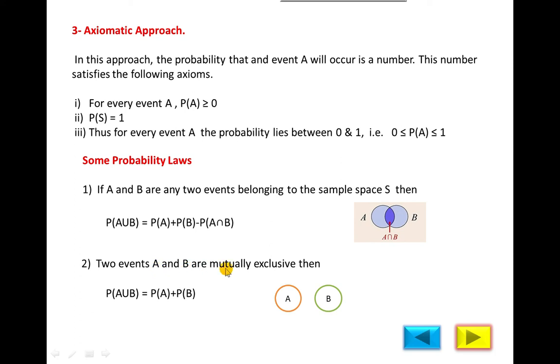Second, two events A and B are mutually exclusive, which means there is nothing in common, so the probability of A intersection B will be equal to 0, and you will obtain this formula.